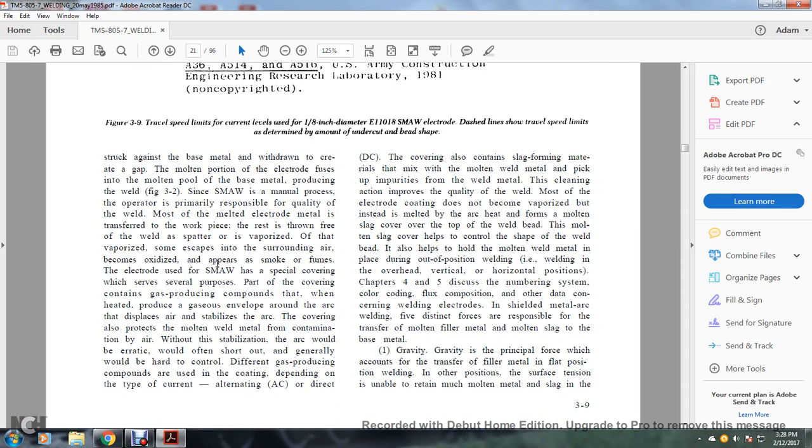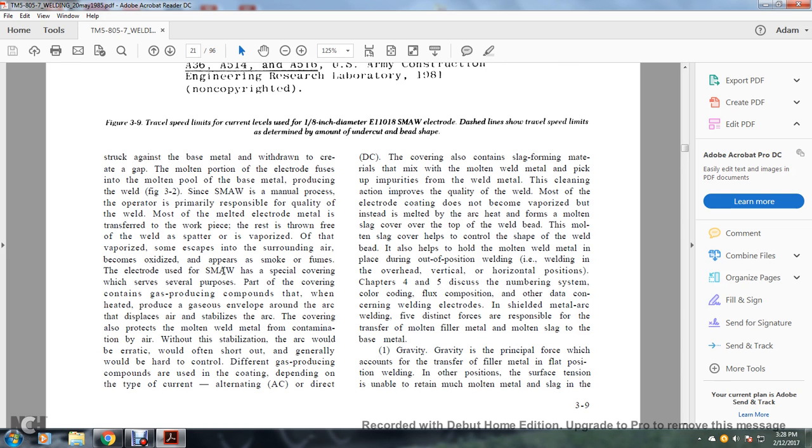All right, the molten portion of the electrode fuses in the molten pool of the metal plate, producing the weld, as in figure 3 of shielded metal arc welding, meaning the process is primarily responsible for the quality of the weld. Most electrode metal is transferred to the workpiece, but some is thrown off as spatter and vaporized. Often the vaporized material escapes to the surrounding air, becomes oxidized, and appears as smoke or fumes.